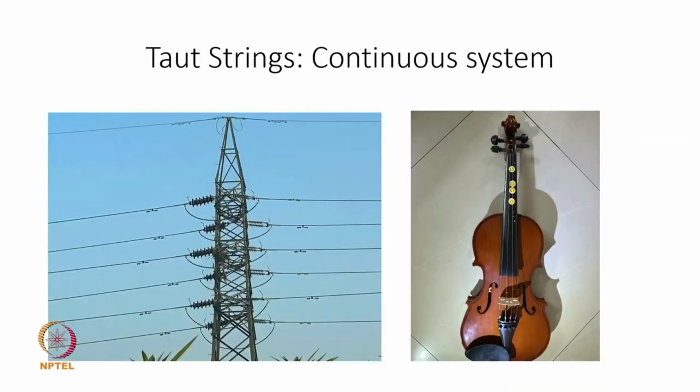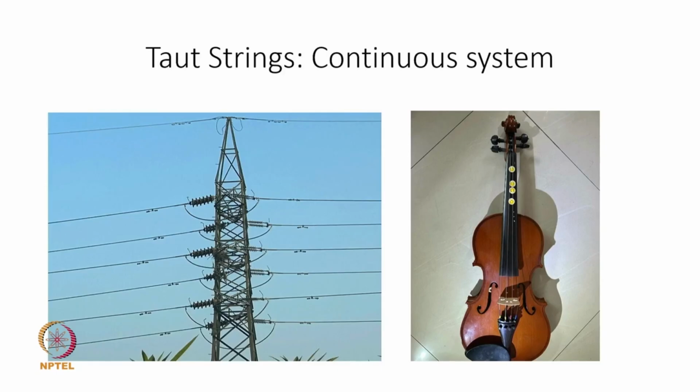What are the examples? Taut strings are one of the most basic continuous systems, and that is what we are going to start with in analyzing the continuous system, just to give a flavor of what a continuous system is and how the governing equations are formulated and solved. One of the most basic and simplest continuous systems is a string which is stretched. So it is a taut string.